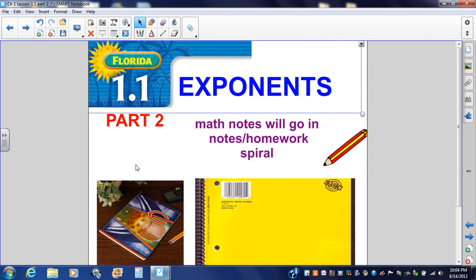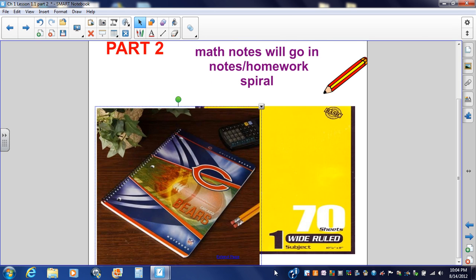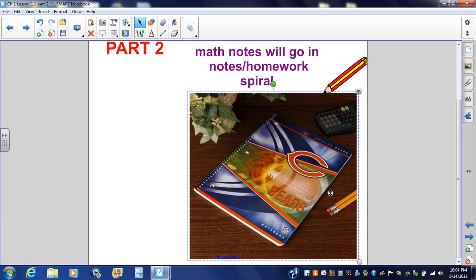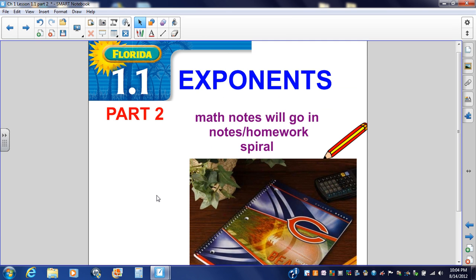Today's podcast is going to be on lesson 1-1, part 2, exponents. So if you would, please grab your spiral that you're going to be doing your notes and homework in, and a pencil. And while you're doing that, I'll get a better looking spiral to put on the screen. That's what I'm talking about. And if you would, please write lesson 1-1, part 2, exponents in your notes and homework spiral, please.